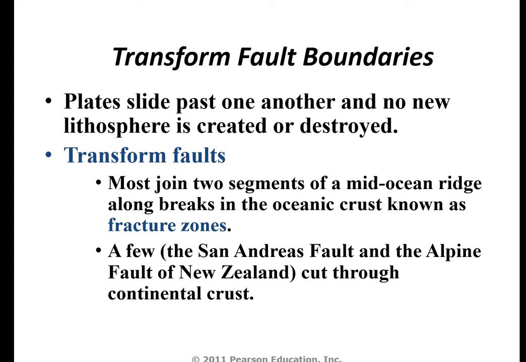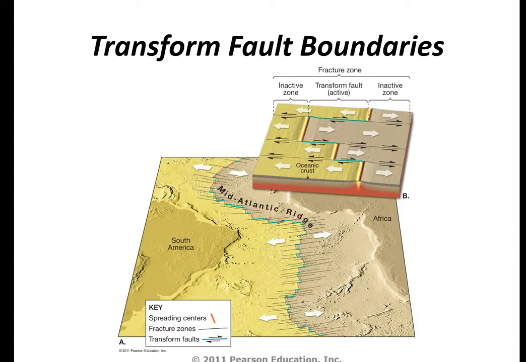Now another type of fault boundary we can have is a transform fault, and this is what we have in Southern California. Plates slide past one another and no new lithosphere is created or destroyed. And these make some fracture zones, and so we know the San Andreas Fault and New Zealand faults cut through the continental crust like this. And so here's a transform fault boundary where they're sliding past each other.